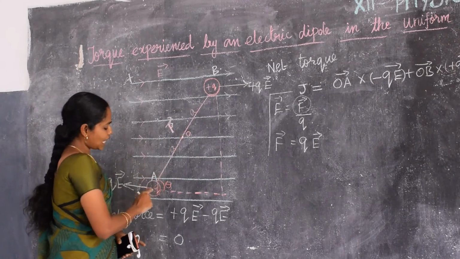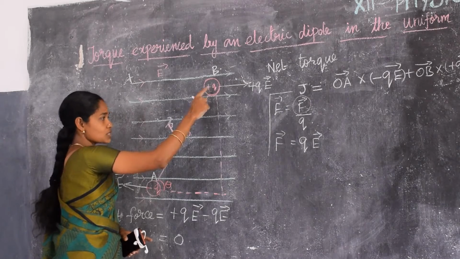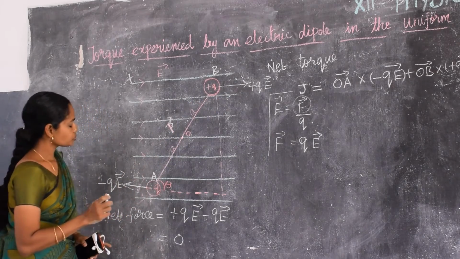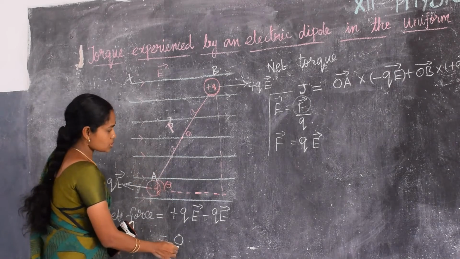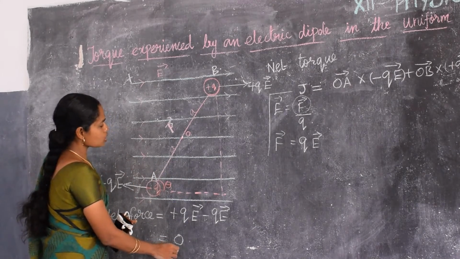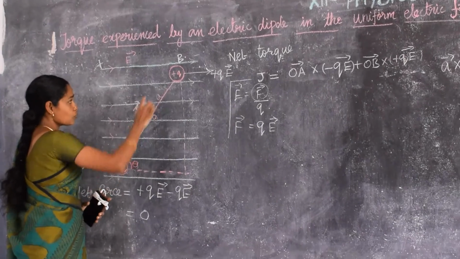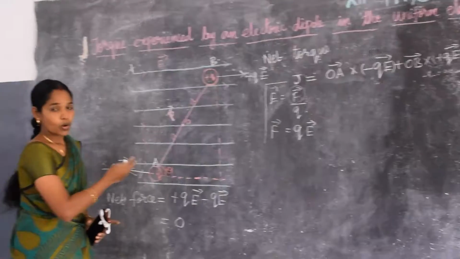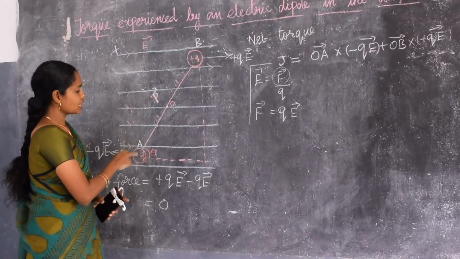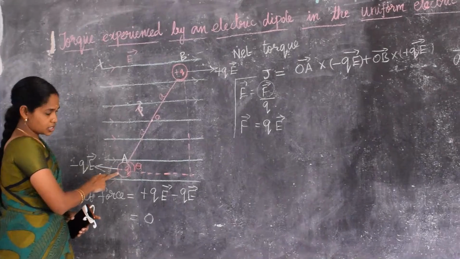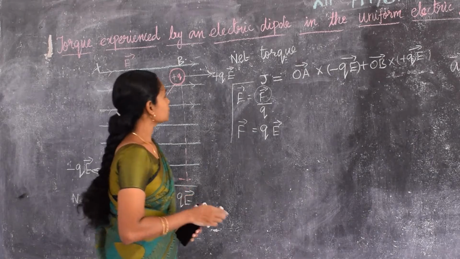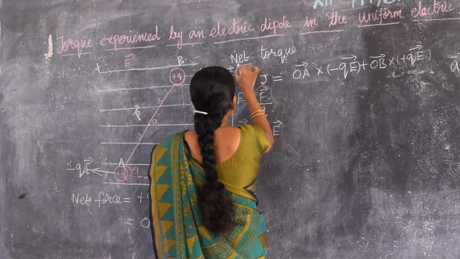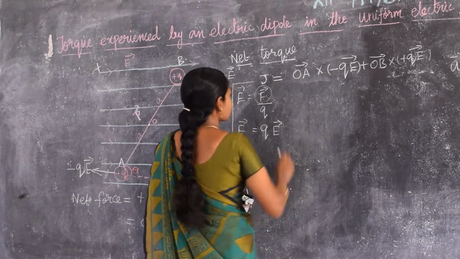So the forces acting at two different points will make a couple. Here there is no net force. The net force is 0, but there is a couple of forces, so the body rotates. For rotational motion we need a torque. When we go for a torque, we have to calculate the net torque.